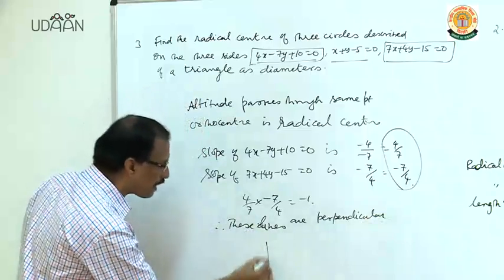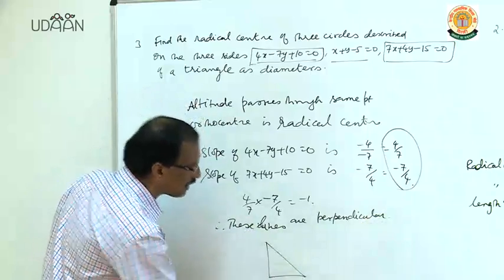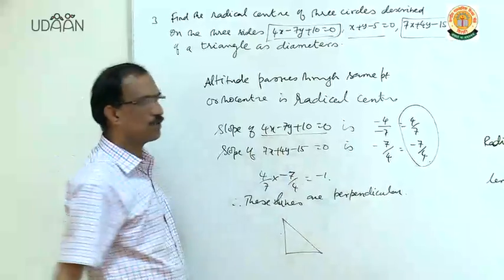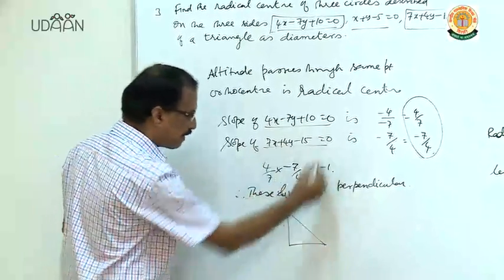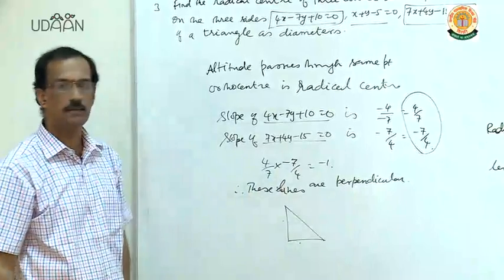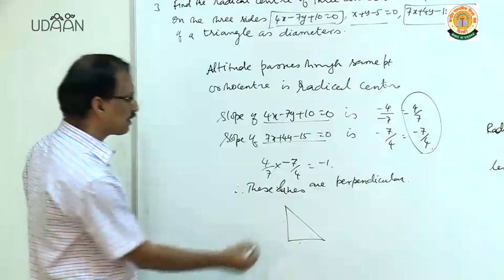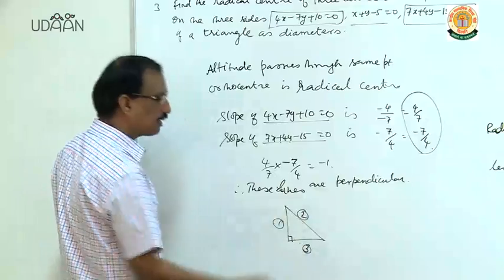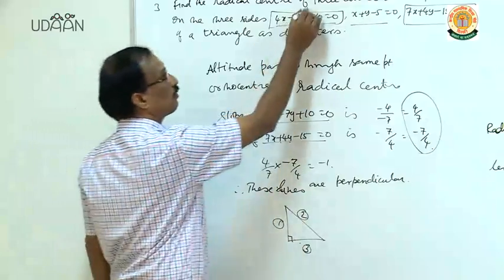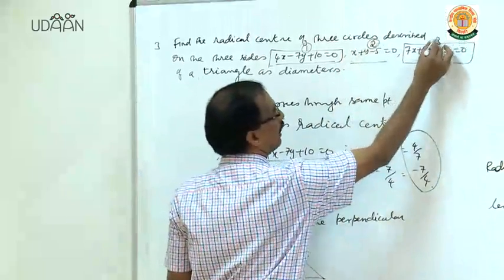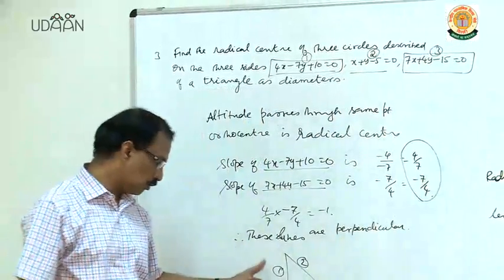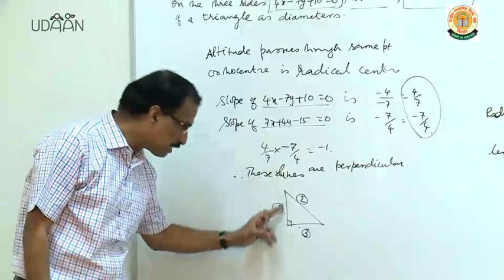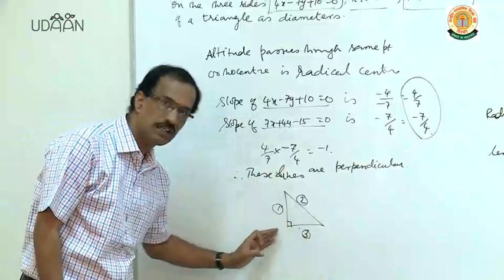So, perpendicular means you get a right angle triangle. This is one side, 4x minus 7y plus 10 equal to 0, and another line is 7x plus 4y minus 15 equal to 0. This is the first equation, this is the second and this is the third one, and 1 and 3 have a right angle between them. Now, since this is perpendicular, this is an altitude and this is an altitude.